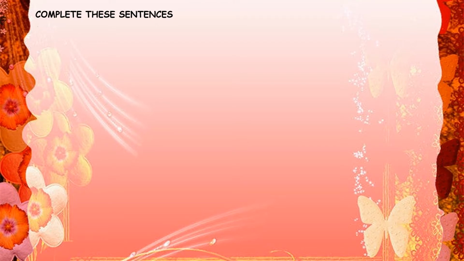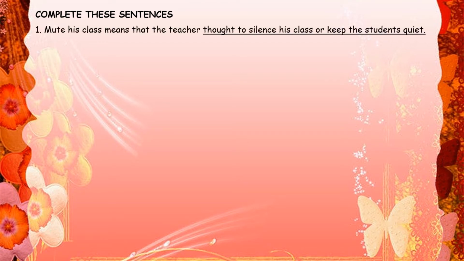The first one. Mute his class means that the teacher. So what is the meaning of mute his class? I told you, to keep the students silent. So the teacher thought to silence his class or keep the students quiet. So that is the answer.